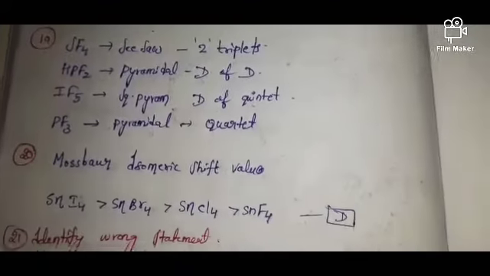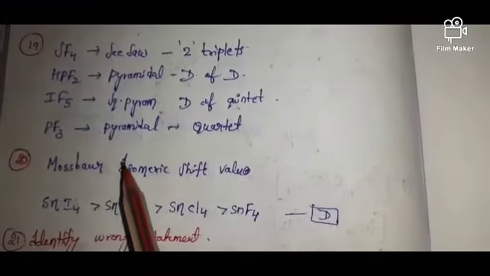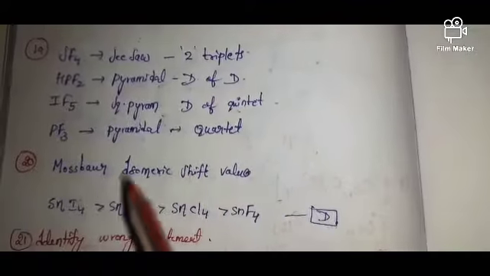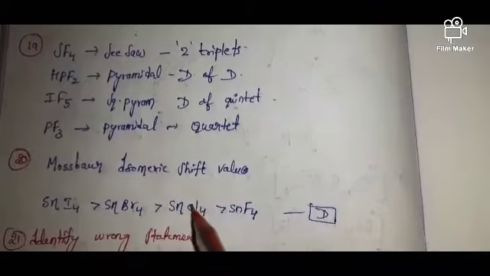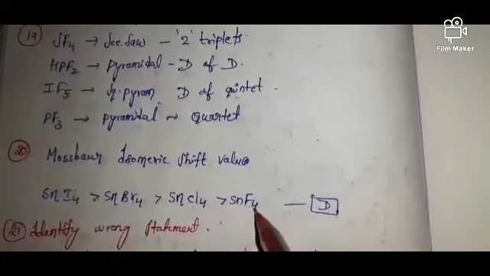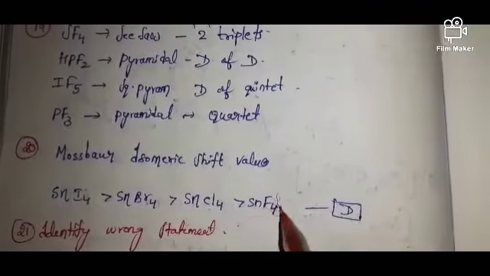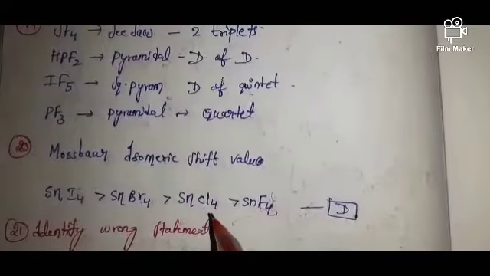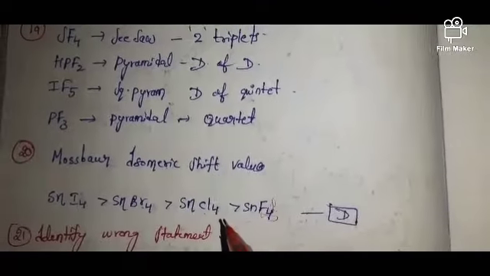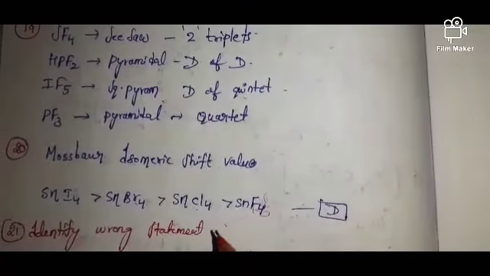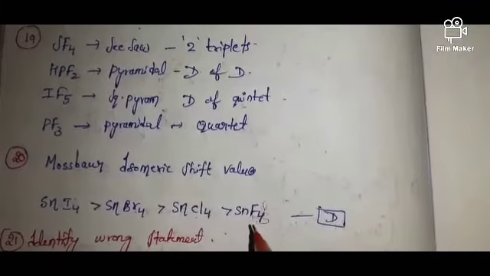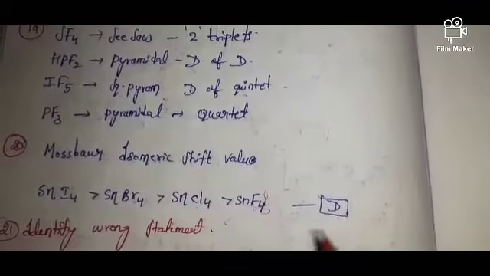Next, Mossbauer isomeric shift values. Here the tin, or stannum, is common for all these, friends. Now we have to observe the halogens. These are tetrahalides. Here Mossbauer isomeric shift values increase down the group. So fluorine, chlorine, bromine, iodine. So our option is D.